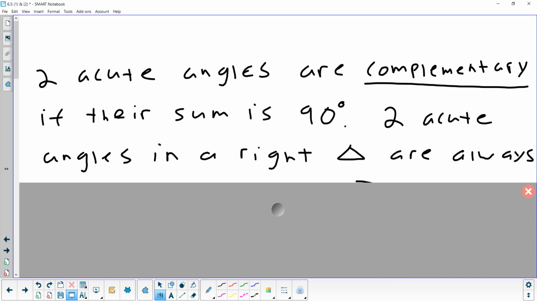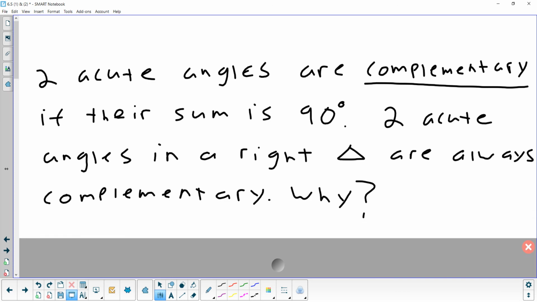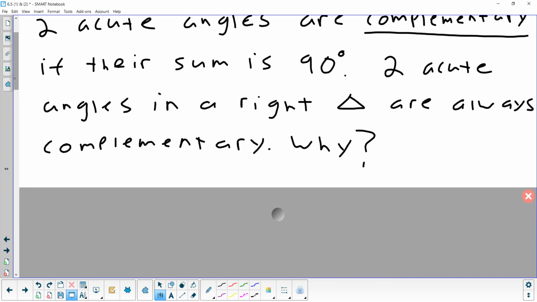That's called complementary. Now, how come the 2 acute angles in a right triangle are always going to be complementary? Because the angles in a triangle all have to add up to 180, and if you use up 90 for the right angle, that leaves 90 for the other 2. So if the other 2 add up to 90, then they have to be complementary.